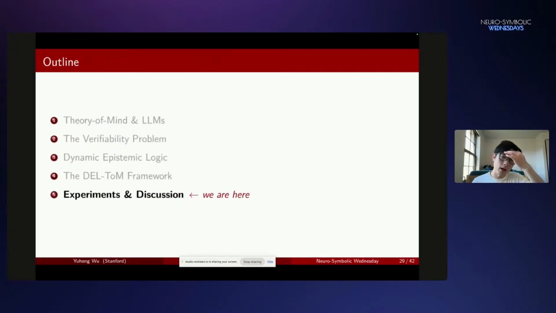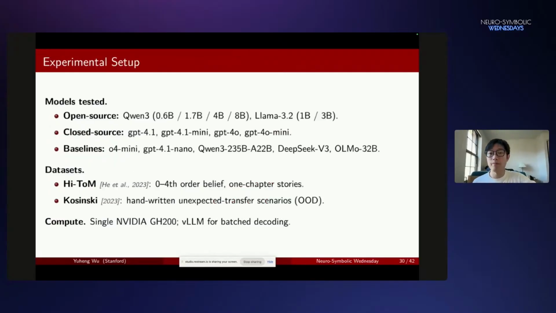And now let's talk about the experiment results. Okay, so the whole thing is tested on Qwen 3: 0.6, 1.7, 4 billion, and 8 billion models. And we also test on Llama 3.2, 1 billion and 3 billion models. And this is for open source models. And we also test this on closed source models like GPT 4.1, GPT 4.1 mini, 4o, and 4o mini. So basically, these are the best closed source models at that time.